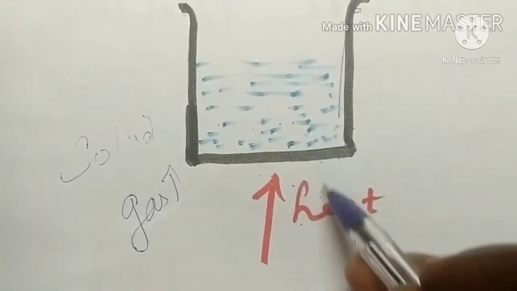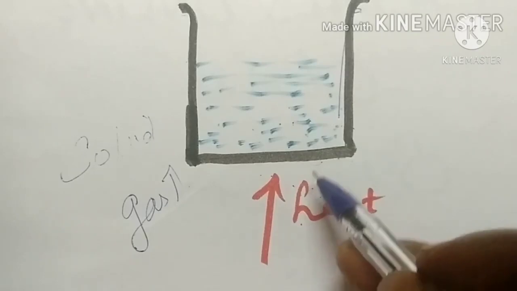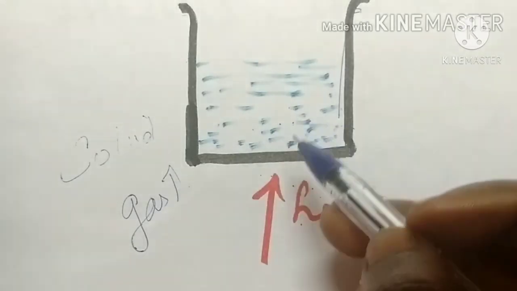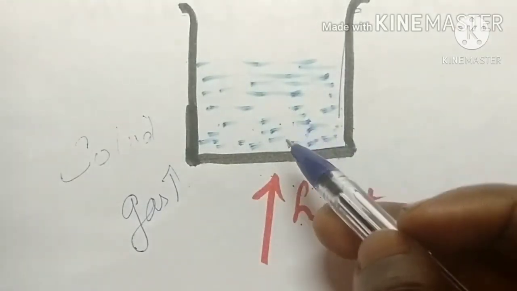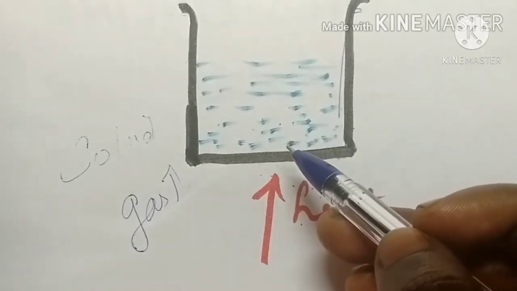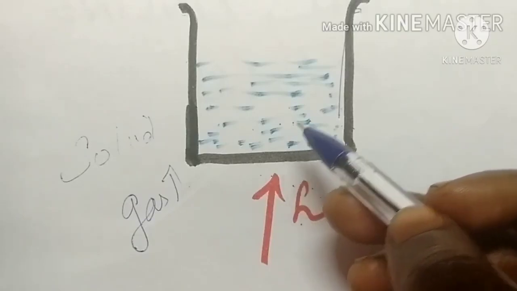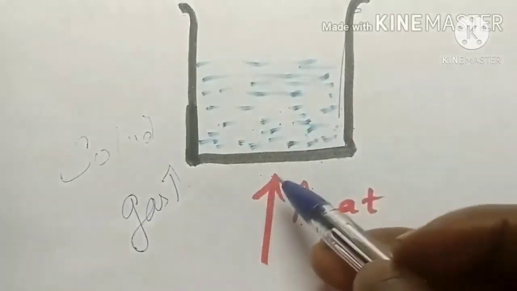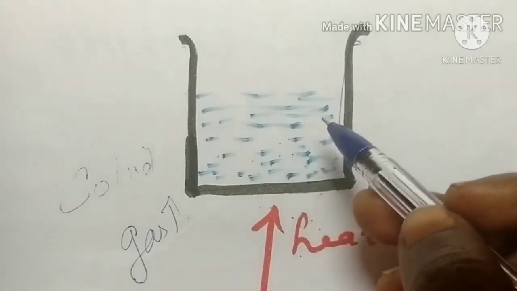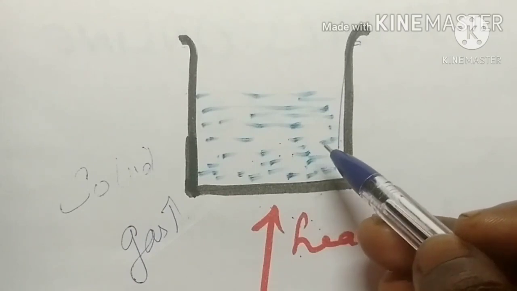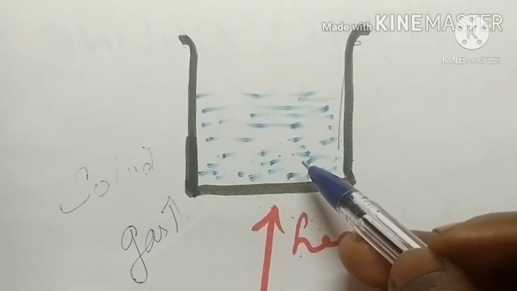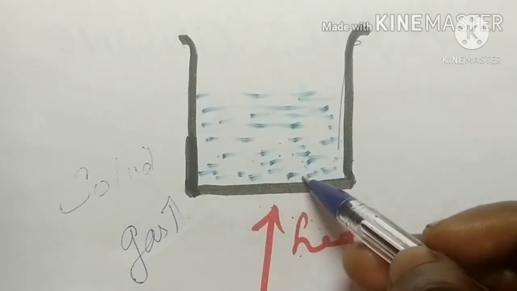So what we observe may not be the actual or real expansion of the liquid. When we heat the liquid along with its container, what we observe is not the real expansion of the liquid. In liquids we can define real expansion and apparent expansion. Apparent means what it seems to be. So there are two types of expansion here: real expansion and apparent expansion.